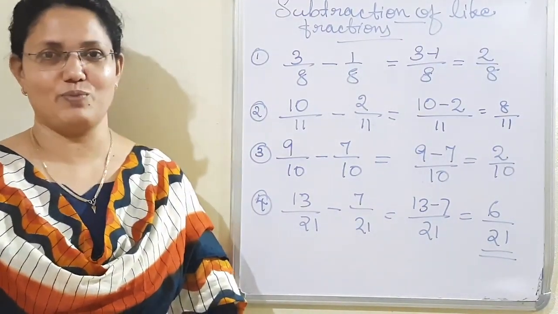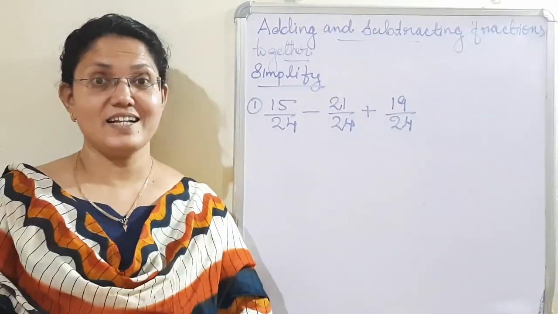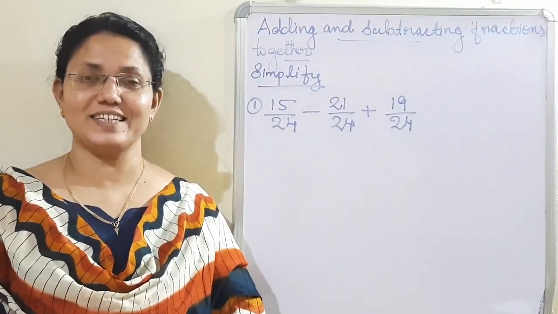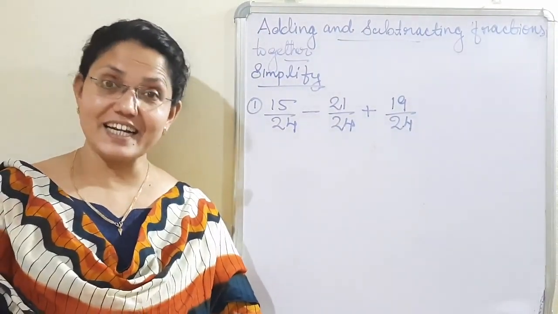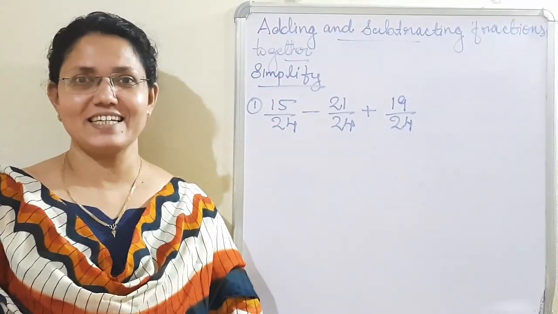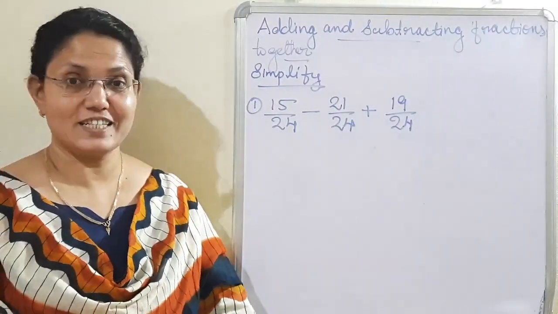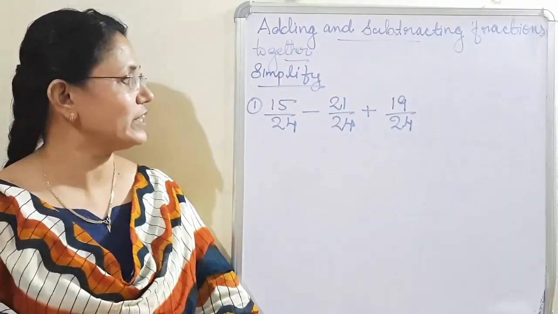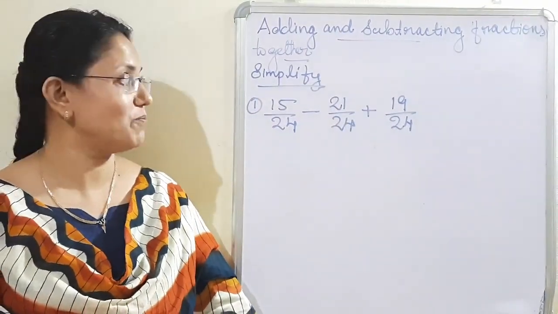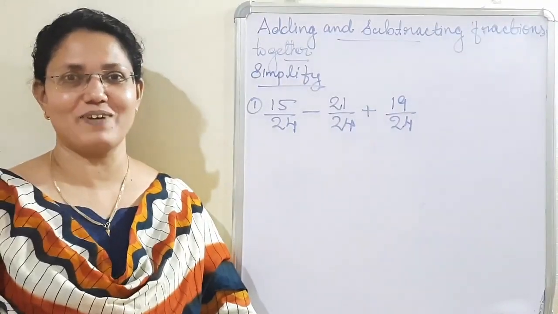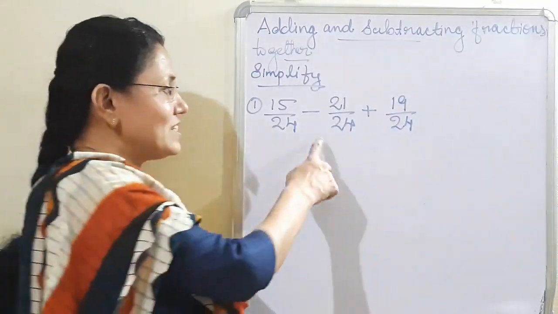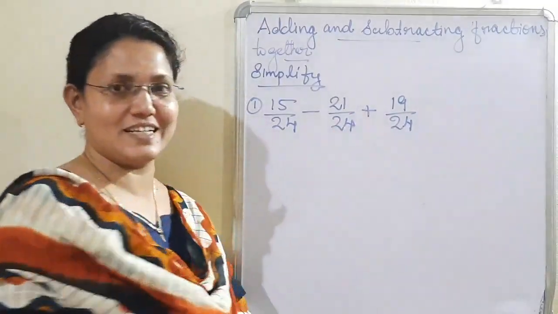Adding and subtracting fractions together. In one question itself, addition and subtraction are there. What we have to do? First, with an example, I will show this. 15 by 24 minus 21 by 24 plus 19 by 24. Here, one subtraction is there, one addition is there.